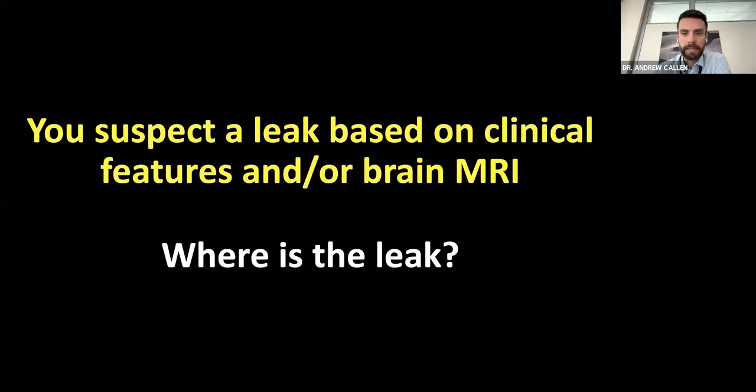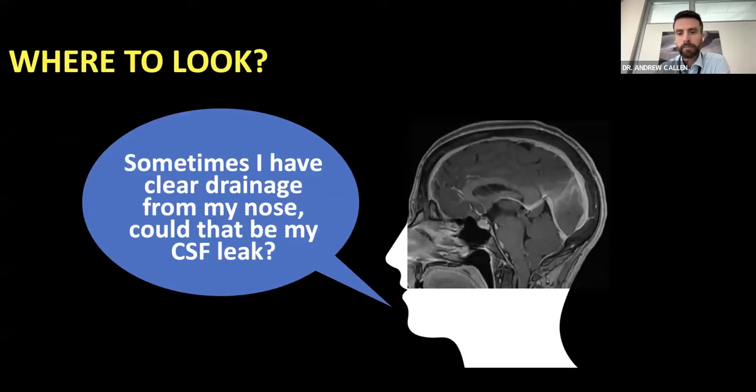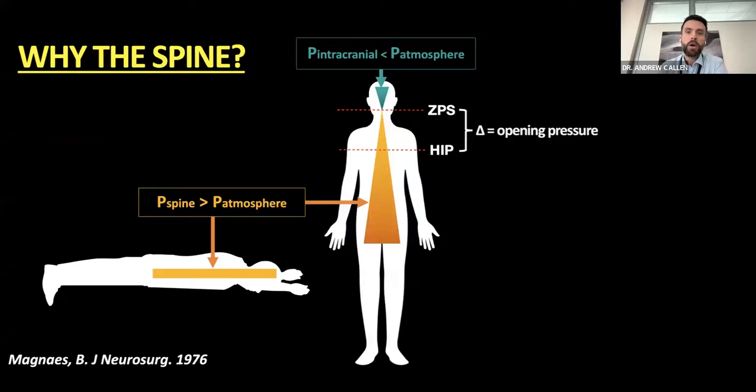So you suspect a leak based on clinical features and/or your brain MRI. Where's the leak going to be? So many of my patients ask me this question. Sometimes I have clear drainage from my nose. Could I be leaking from a skull-base leak? Could that be where my CSF leak is? We think that for most of the time, the answer is no.